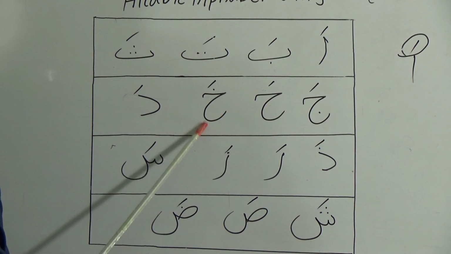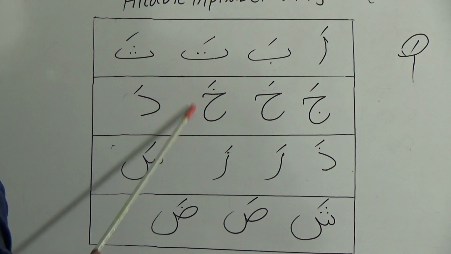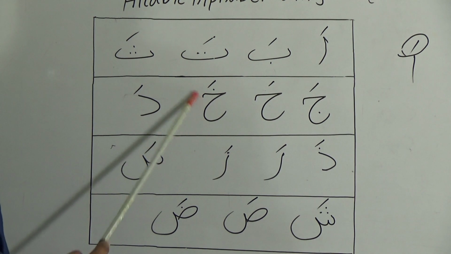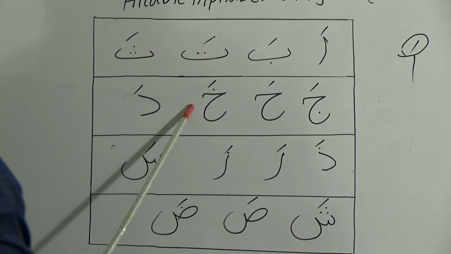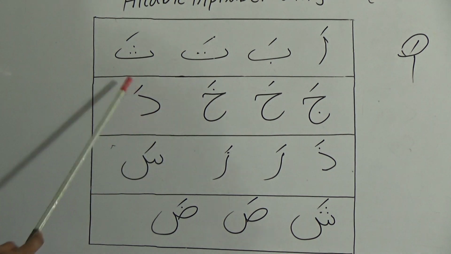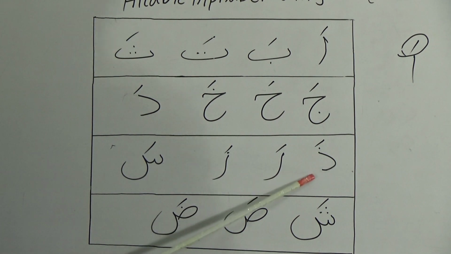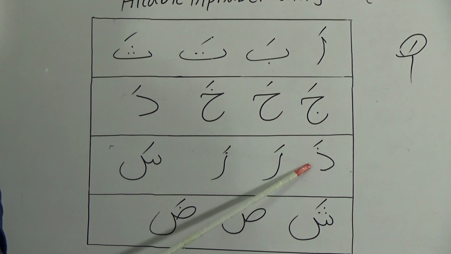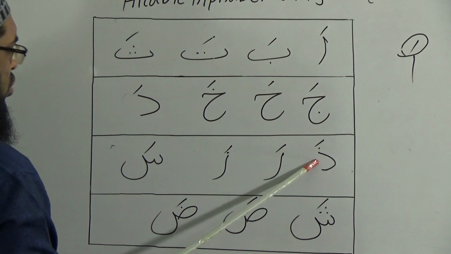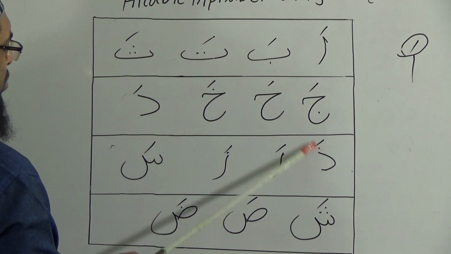Then this one is Kha Zabar Kha. Someone pronounces that differently; this is wrong. You have to pronounce this one correctly, Kha Zabar Kha. Then Dal Zabar Da. Then Dal Zabar Za. You have to pronounce this one very softly, like that, Tha Zabar Tha and Dal Zabar Da.